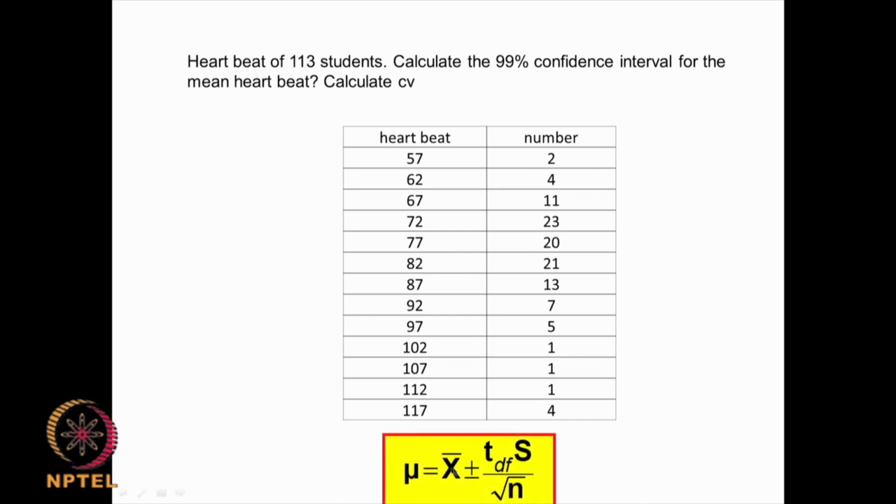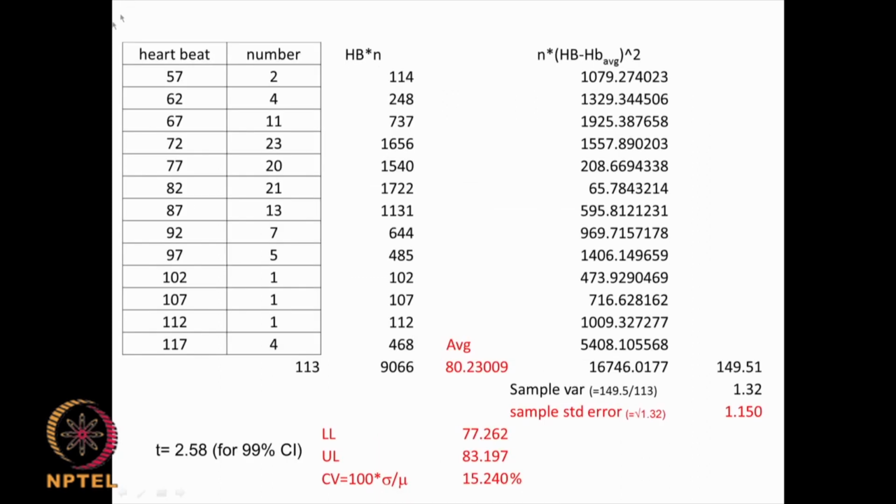So, we calculate x bar, that is the mean of the entire data, and then we calculate the standard deviation of the entire data, and n is 113. Now, t is the t value which I can determine for 112 degrees of freedom, because I have 113 data points. Generally the t value here will be 2.58 because the data set is large. Okay, let us do the problem using Excel, it is not very difficult. First, the total number is 113.